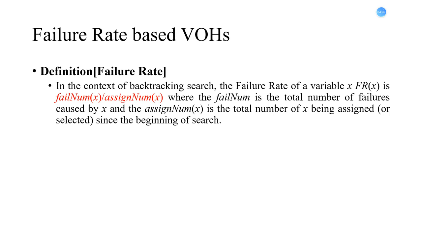We introduce the failure rate based variable ordering heuristic first. The failure rate is defined as follows. In the context of backtracking search, the failure rate of a variable X, FR(X), is fail number(X) divided by assigned number(X), where the fail number is the total number of failures caused by X, and the assigned number is the total number of times X has been assigned, that is, selected, since the beginning of search.